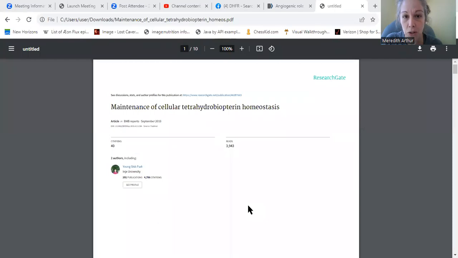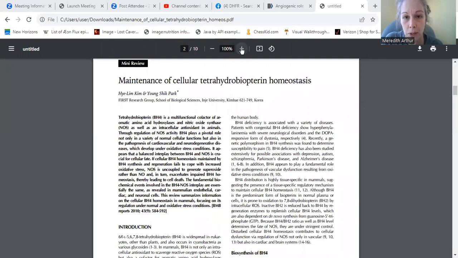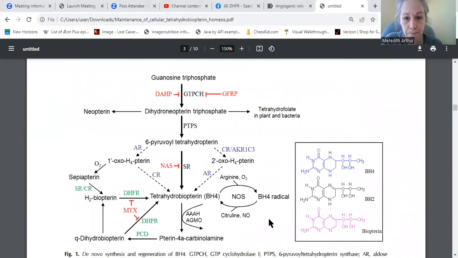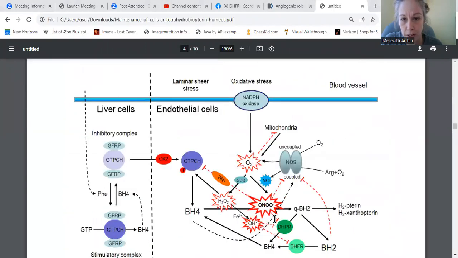This video is specifically for anybody who seems to be struggling with reactive oxygen species or oxidative stress, and the connection really quick between folate and this pathway. So I'm going to share a diagram. Actually, I'm going to share the journal article. This is a journal article, and it's maintenance of cellular tetrahydrobiopterin homeostasis. Really nice journal article. I'm going to zoom in. I am going to show you this pathway. Actually, I'm going to use a different diagram in here.